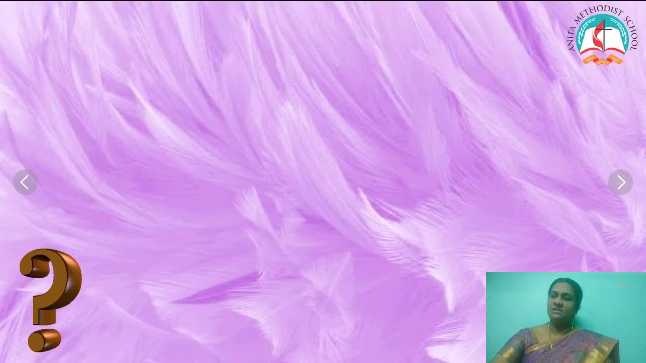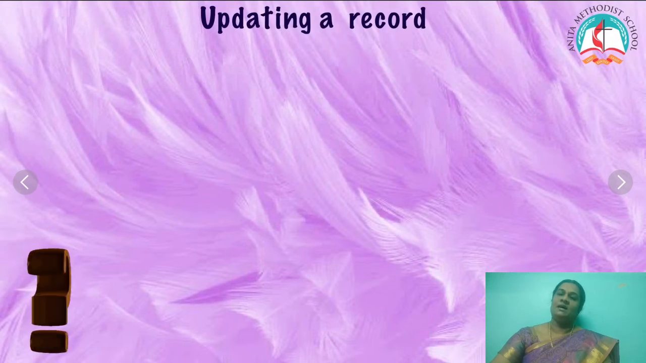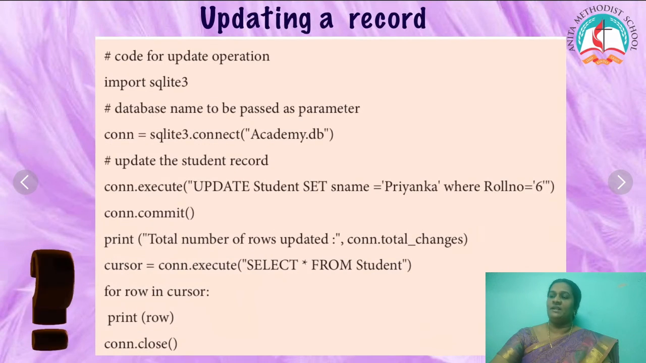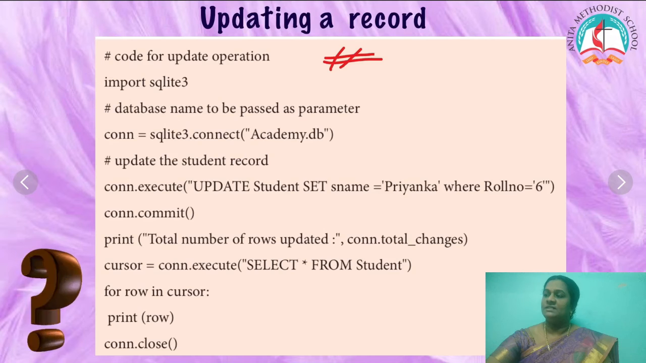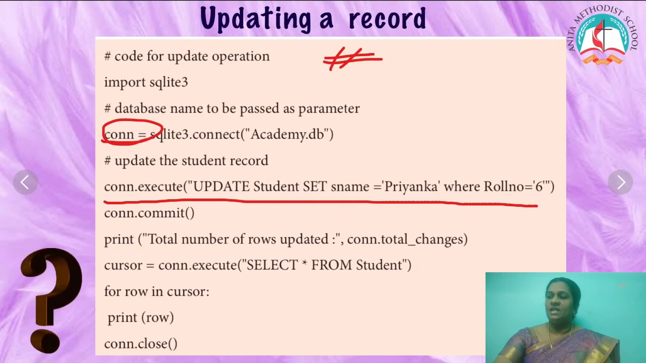Now what's the next concept I told you? Correct. What is the next concept? Yes, anyone? Yes, updating a record. Okay. So now we are going to see a program on how to update a record. Okay. All this hash is a comment line. Okay. You learnt in C++. Okay. So now see here, database name has to be passed as a parameter. Same thing. The CONN stands for connection. And now see, this query alone is very important.